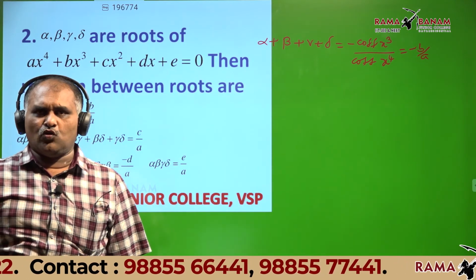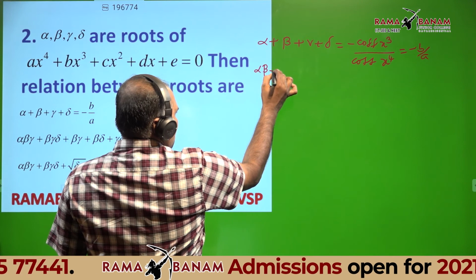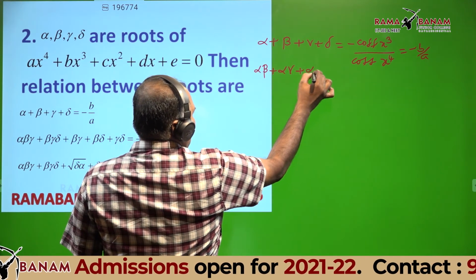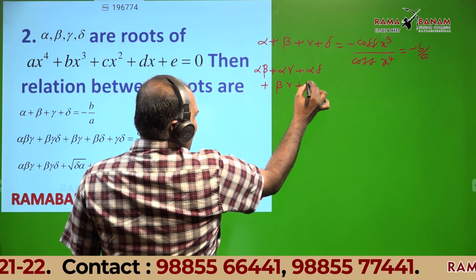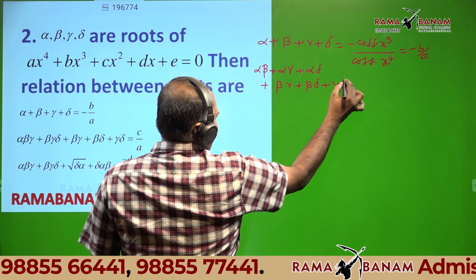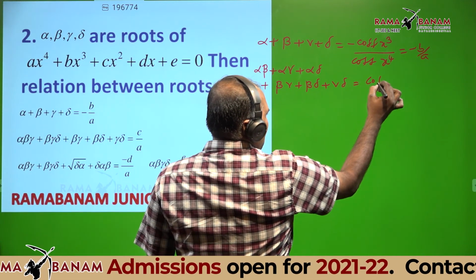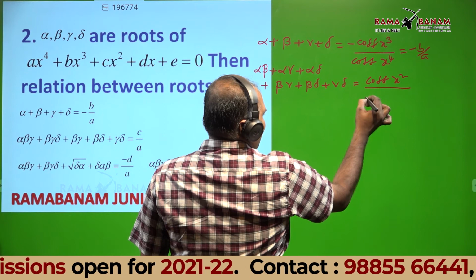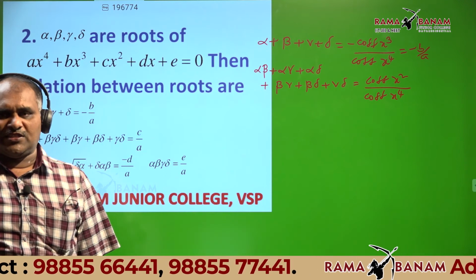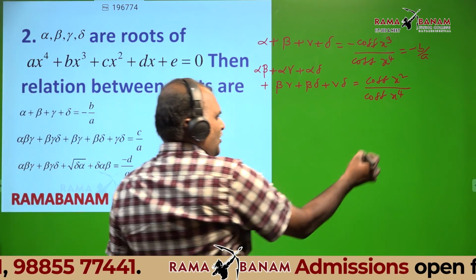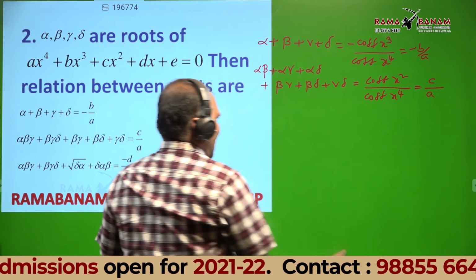After that, next I told 2 product. What is the 2 product? Alpha beta, alpha gamma, alpha delta, next plus beta gamma, beta delta plus gamma delta is equal to minus, here, the coefficient of x square divided by the coefficient of x power 4. That is equal to the coefficient of x square, c by a.